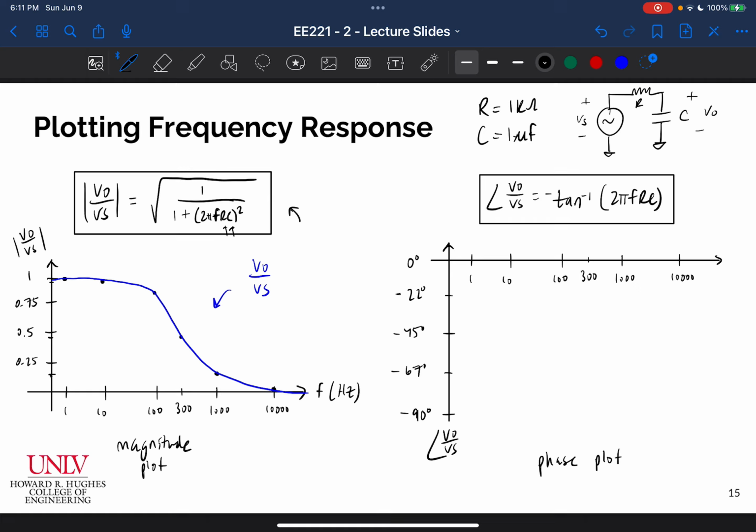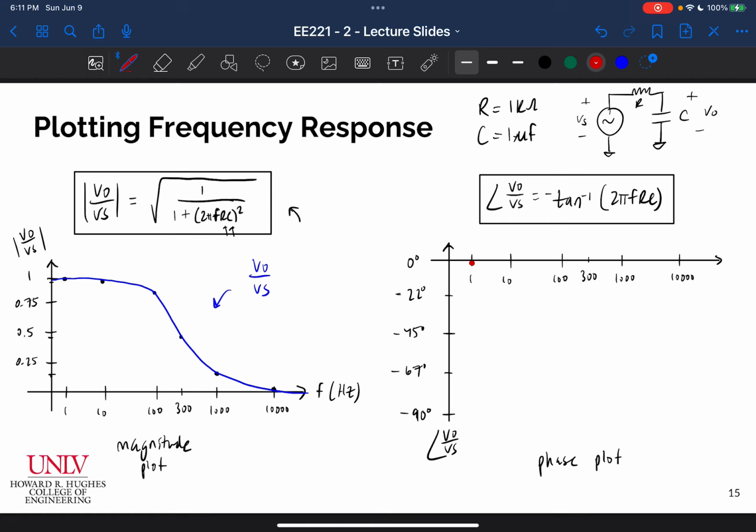Okay, so let's take a look at my values that I got on my calculator. I'll plot the phase in red instead of blue. And so at a value of 1 hertz for the frequency, I got a phase of negative 0.36 degrees. So that's right around 0. So that'll be like right here.